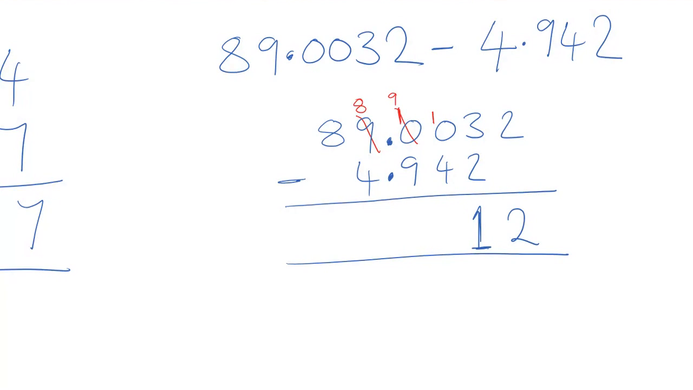So now we can do our sum. So we're going to do 10 take away 4. Well, that's going to be 6. We've got the 9 now. So 9 take away 9 is going to be 0. We'll keep the decimal place exactly where it is. 8 take away 4 is 4. And 8 take away, well, nothing at all, is going to leave us with 8.